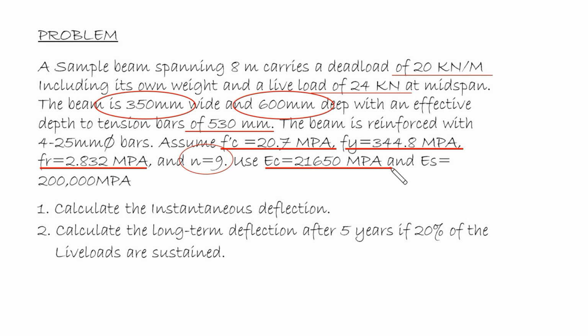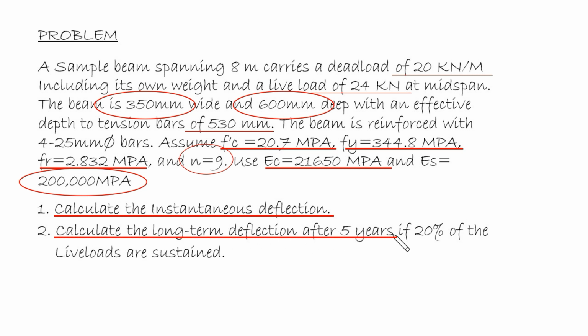Use Ec is equal to 21,650 megapascal and Es is equal to 200,000 megapascal. Calculate the instantaneous deflection. Second question is calculate the long-term deflection after 5 years if 20% of the live loads are sustained.